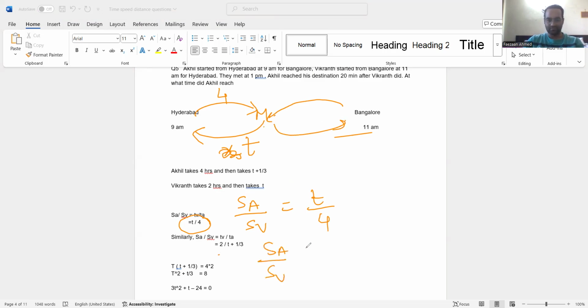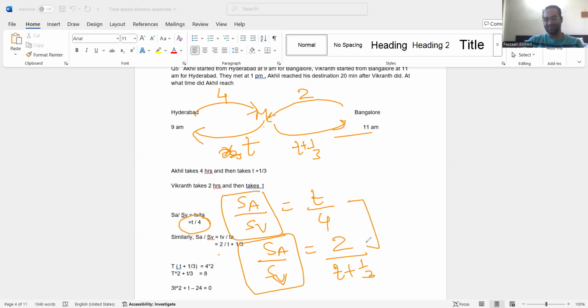Again, speed of Vikrant, 2, because this part is 2, and then this is going to be t plus 1 by 3, right? Great. So I think this should give you an idea about solving this. Look at the left-hand side. These two are the same, right? If these two are the same, I can equate them, and when you equate them, you will get a quadratic. You solve the quadratic, and I think the answer is going to be 8 by 3.